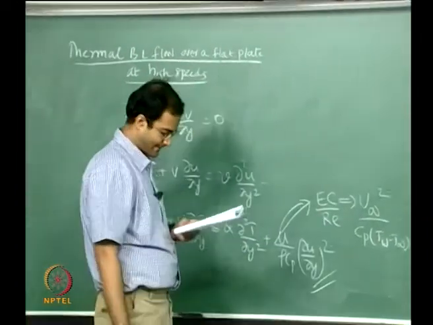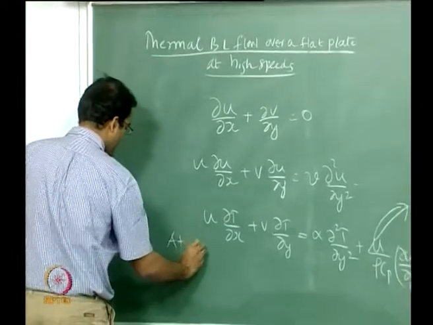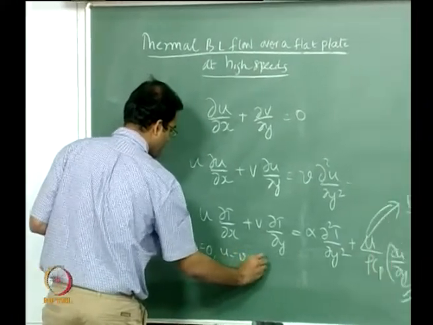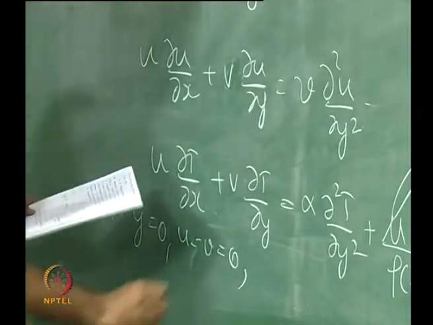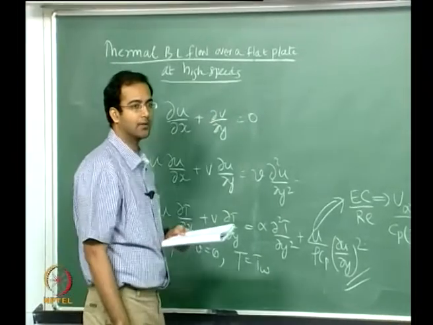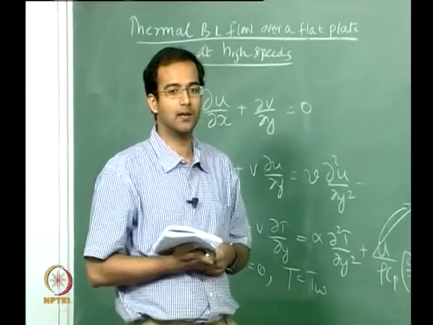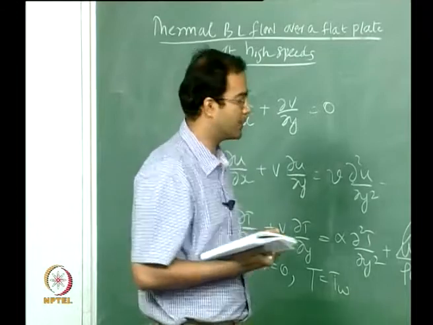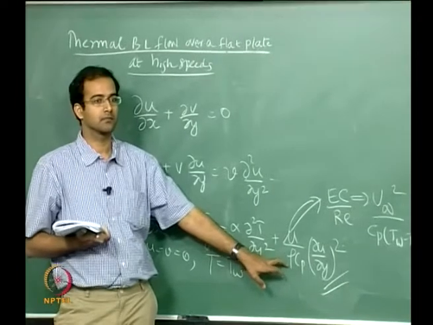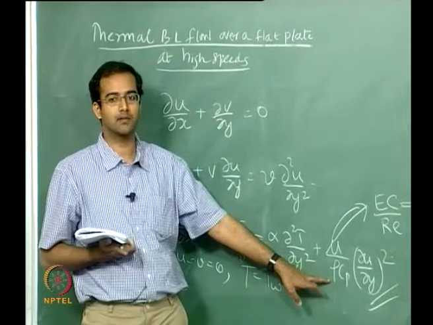Now this is subject to the boundary conditions that at y equal to 0, u and v are 0, and for temperature you can either have a constant wall temperature, or you can also have an adiabatic wall. I mean, you are not allowing any heat transfer to take place at the wall, but internally the temperature will vary because of the viscous dissipation. You are understanding the fact? So viscous dissipation is an internal generation of heat.